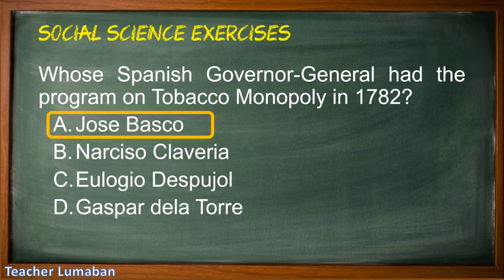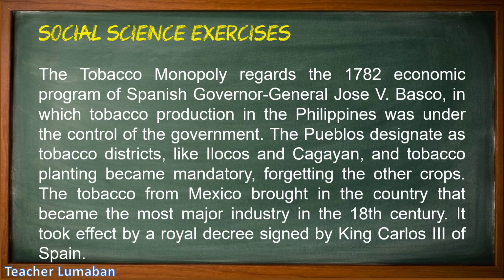The correct answer is letter A. Jose Basco. The tobacco monopoly regards the 1782 economic program of Spanish Governor General Jose V. Basco, in which tobacco production in the Philippines was under the control of the government.